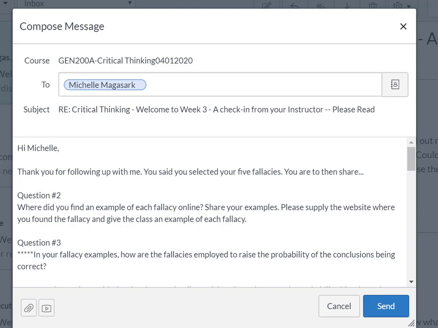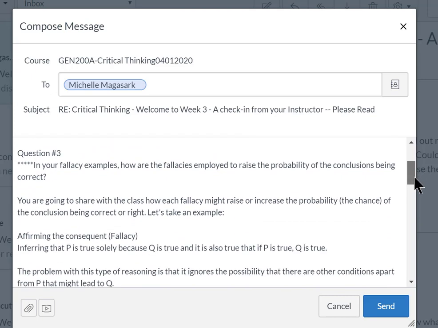And in question number 2, where did you find an example of each fallacy online? Share your examples, and please supply the website where you found the fallacy and give the class an example of each fallacy. You've probably already done that. I asked for the website only so other students can look up to see where you got your information. Now, number 3 is the question that is boggling your mind, and rightly so.